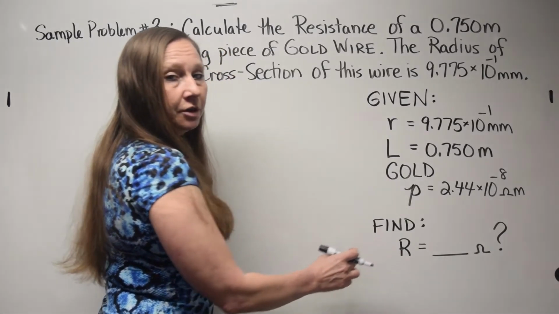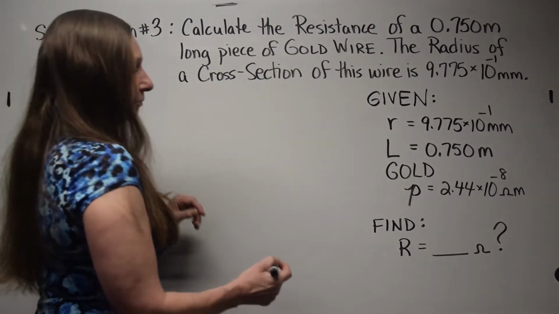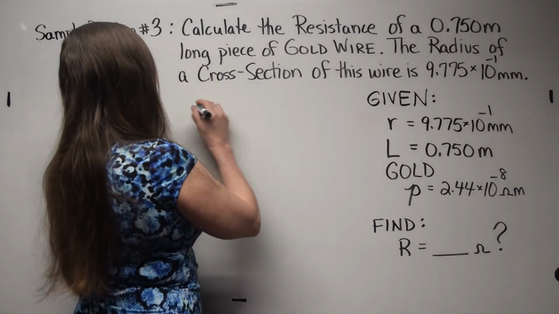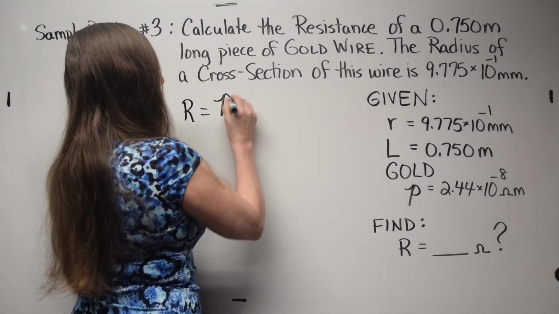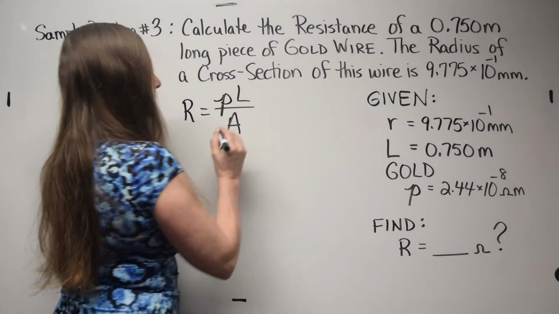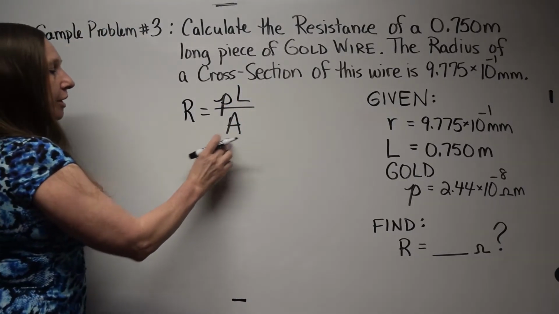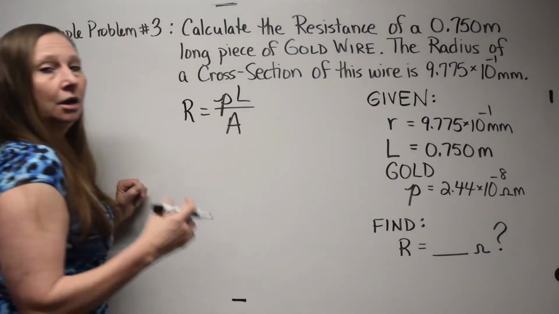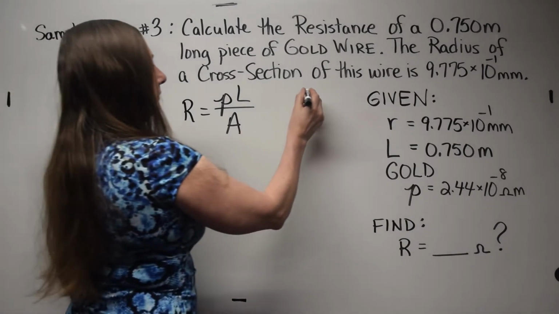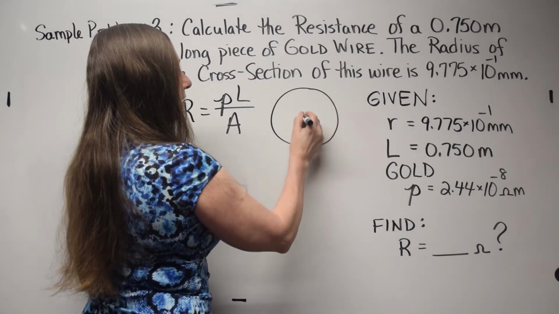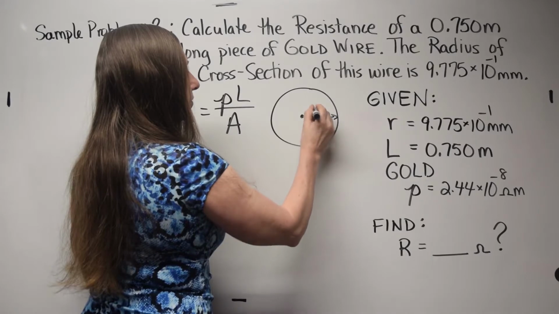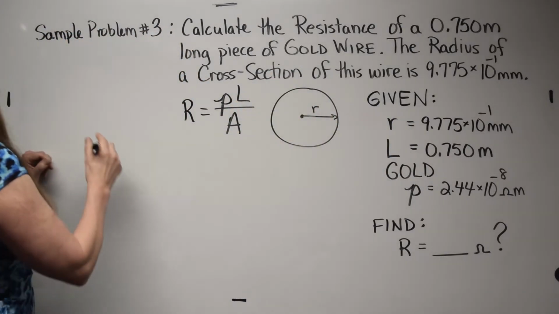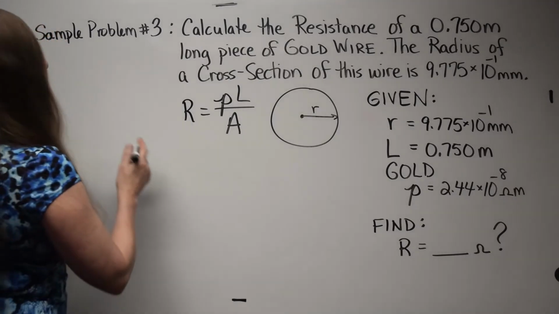They're asking you for the resistance, and you say to yourself, I have a feeling I'm supposed to be using the wire equation, in other words, R equals rho L over A. But the problem is we don't have the cross-sectional area of the wire. But we do have the radius. The cross-section of the wire is a circle, and the radius is this much. So you can figure out the cross-sectional area by using the equation for the area of a circle.